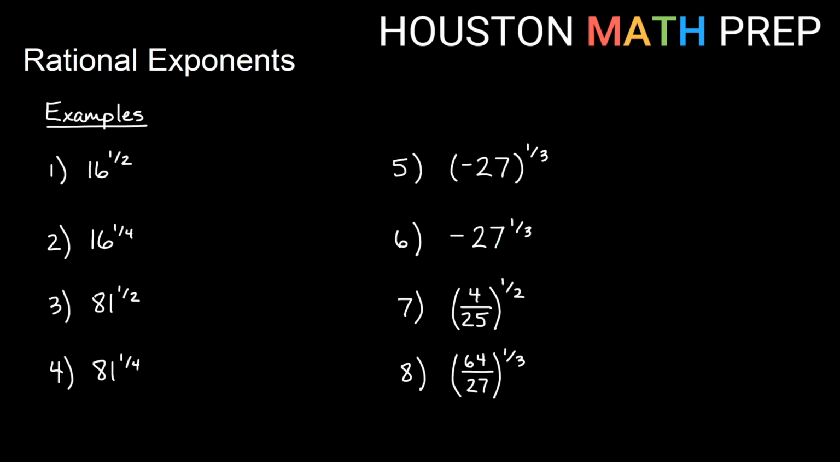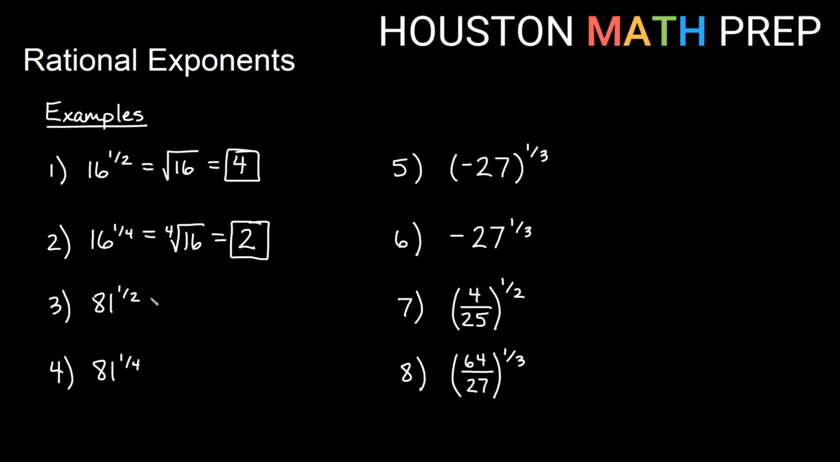All right, we have several examples that we'll work through here with you. First, 16 to the 1/2. The 1/2 would be the square root, so we think of this as the square root of 16, and that will give us 4. If we have 16 to the 1/4, that's the fourth root of 16. That's saying 4 copies of some number gives us 16, and that's actually 2, because 2 times 2 times 2 times 2 gives us 16.